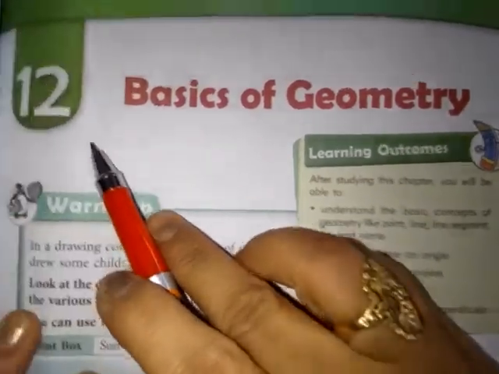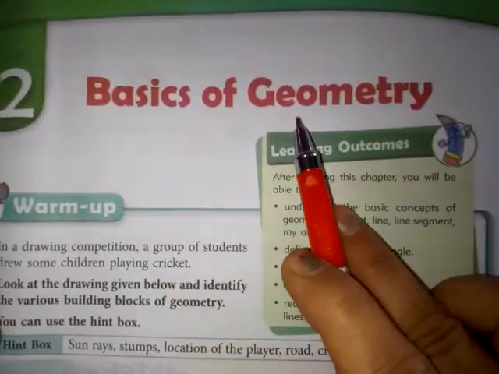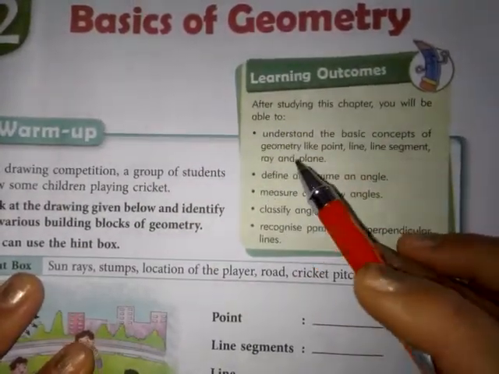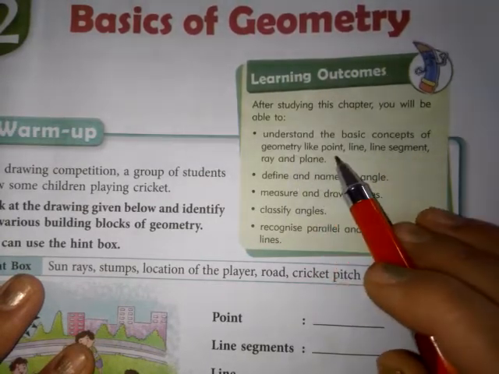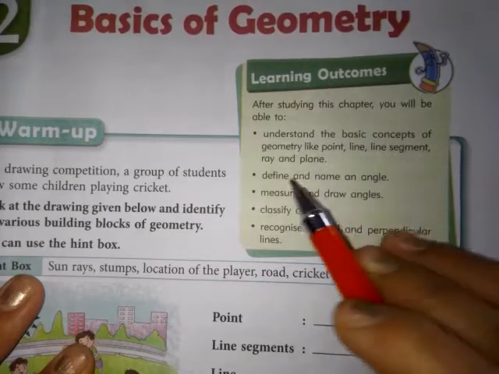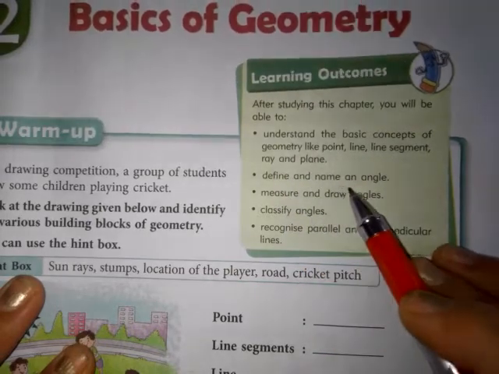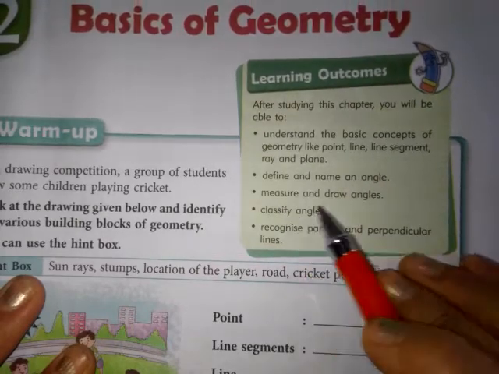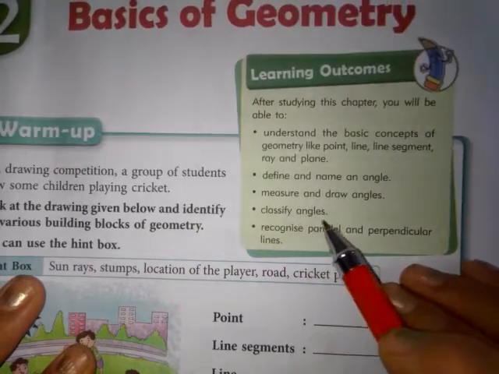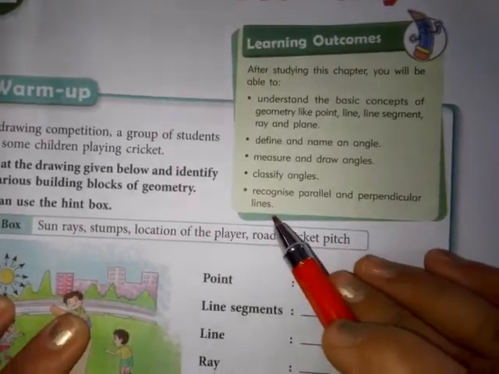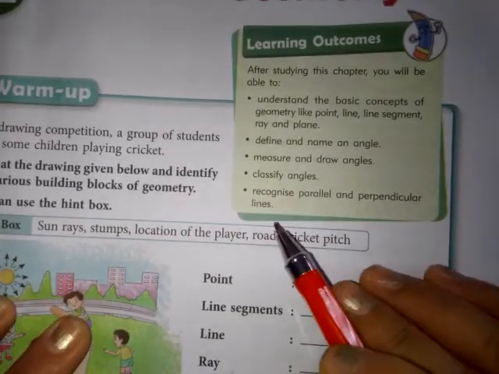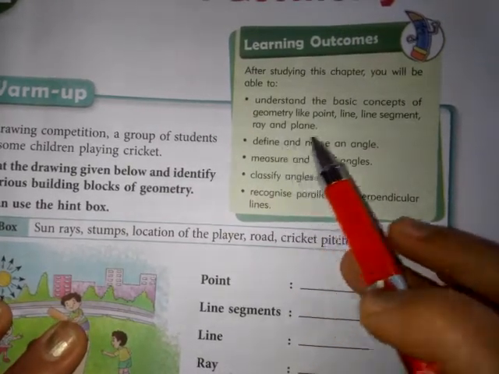Morning children, let's start our new chapter 12, basics of geometry. In this chapter we will learn to understand the basic concepts of geometry like point, line segment, ray and plane. Next is to define and name an angle. Third is to measure and draw angles, classify angles, and then recognize parallel and perpendicular lines. So one by one we will discuss.